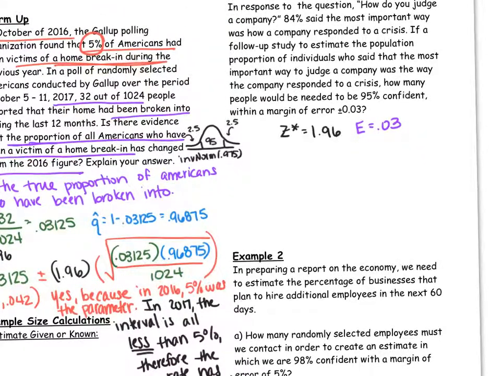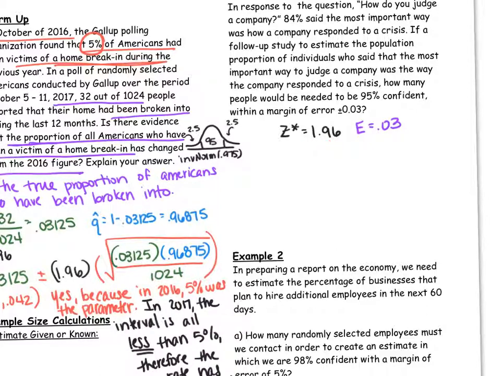Here's what I'm looking for. I want to know how many people I need to survey. How many people will we need to survey to be within a 3% margin of error if I have a critical value of 1.96?